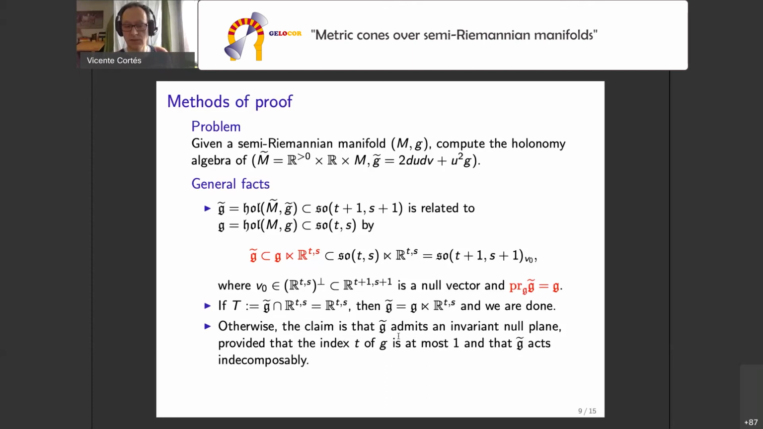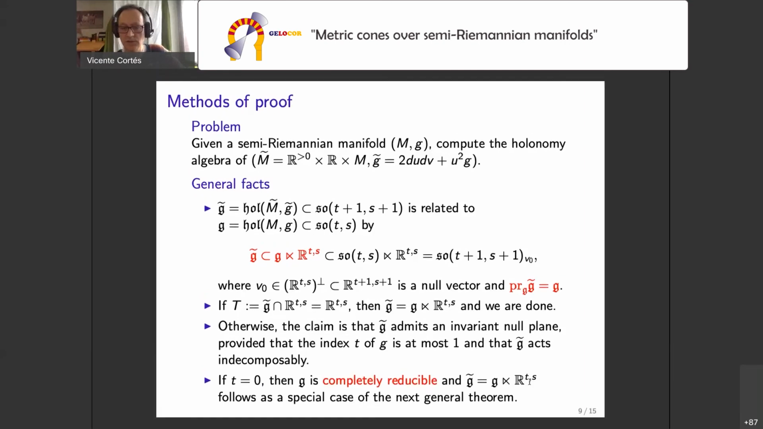And now we add the assumption that the index is not too big, so it's at most Lorentzian. Of course, if it's Riemannian, then there can be no invariant null plane, and this means immediately that you have such a semi-direct product if our claim here is correct. So it's a claim. Okay, so how can we prove such a type of claim?